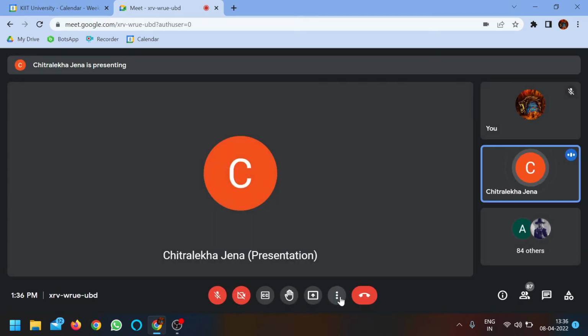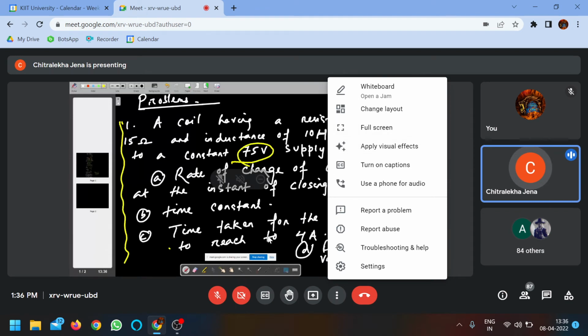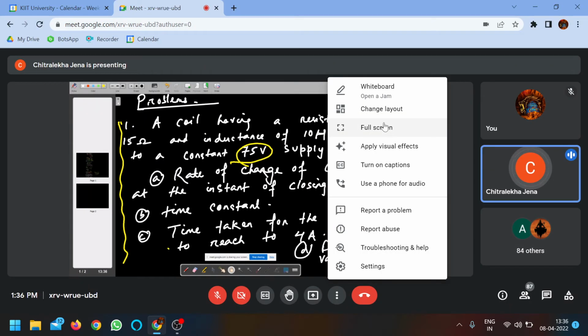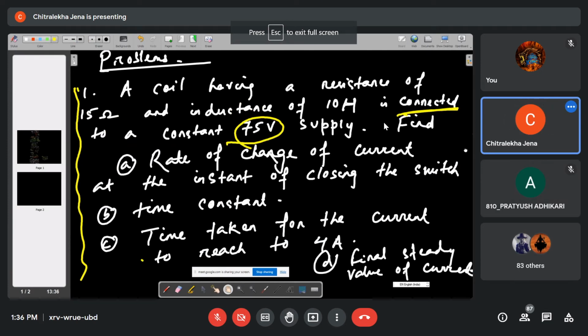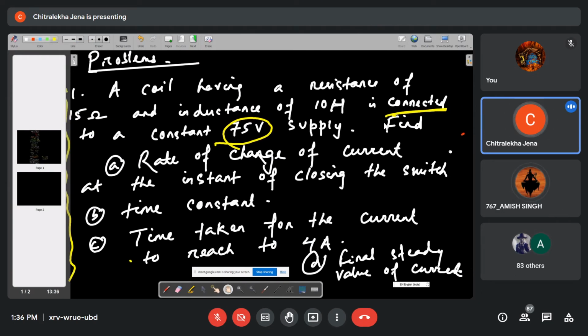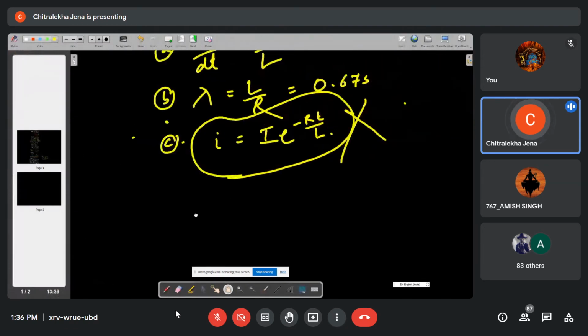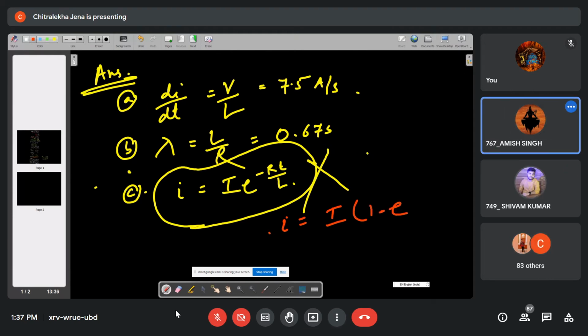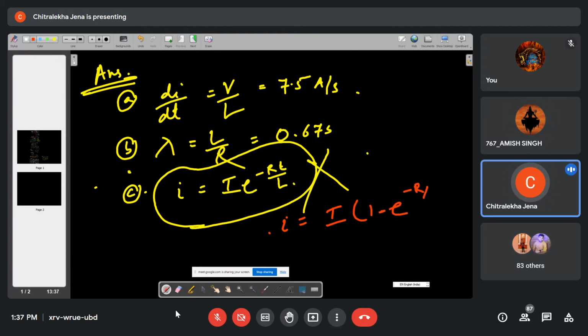Initial condition: the supply voltage is connected, right? So you should know whether it is a rising of current or decaying of current. Decaying of current means there will be no supply voltage, right? Got it or not? So this equation is completely wrong. What is my equation for rising? I is equal to I naught 1 minus e to the power minus t by tau. You check and write it. Got it?